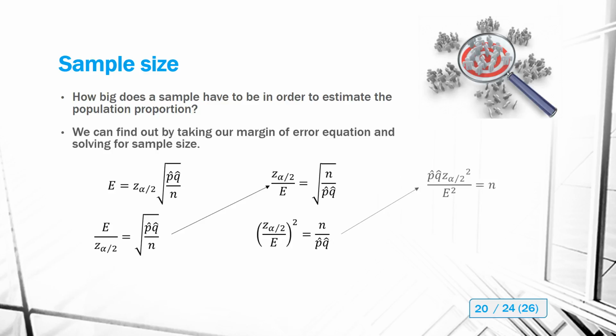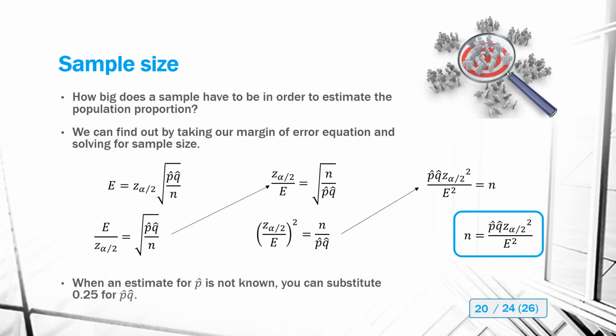And now with both sides squared, I'm going to multiply both sides by p hat q hat. This brings it over from the right side to the left side of my equation. Notice how I also resolved the squared term. I have z squared on top and e squared on the bottom. Now I've got n all by itself, so I've solved for n. But it's customary to take the variable that we've solved for and stick it on the left side, so I'm just going to swap sides here in my equation. And here we have the final sample size equation: n equals p hat q hat, z sub alpha over 2 squared, divided by e squared.